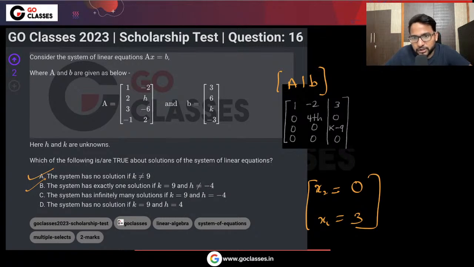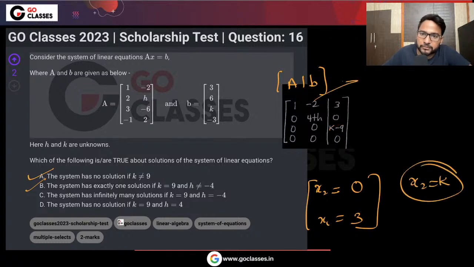I mean, that has to be 0, and h is -4. Yeah, in that case, x2 will be k, right? So this will be the free column. That's why there are infinitely many solutions. Yeah, that is also true, right?